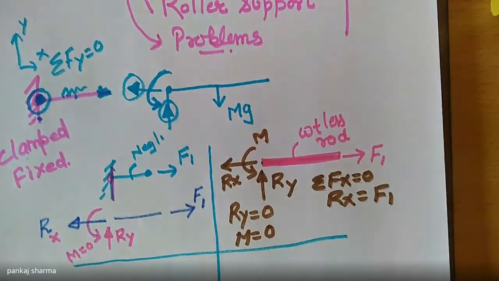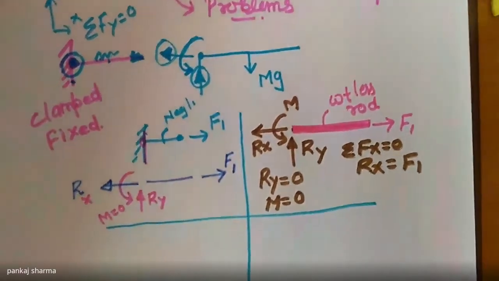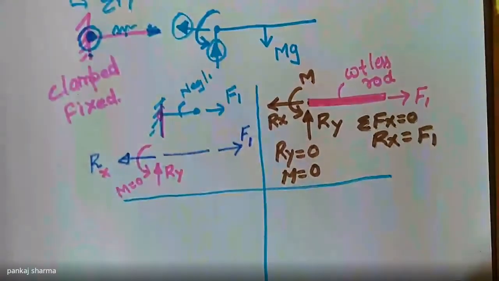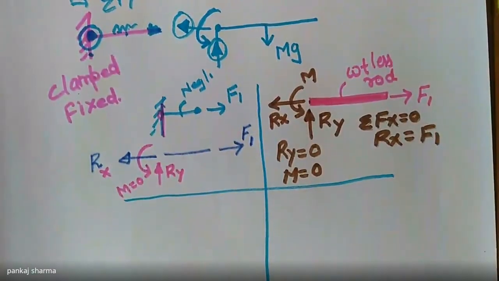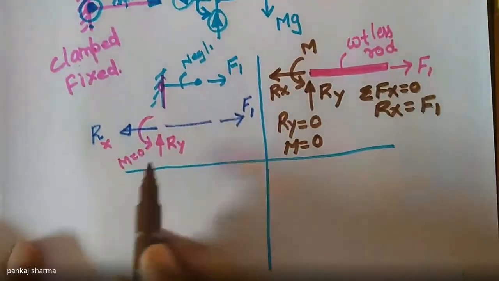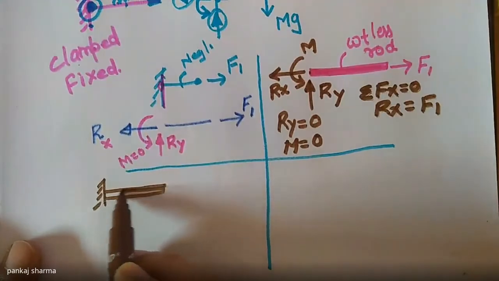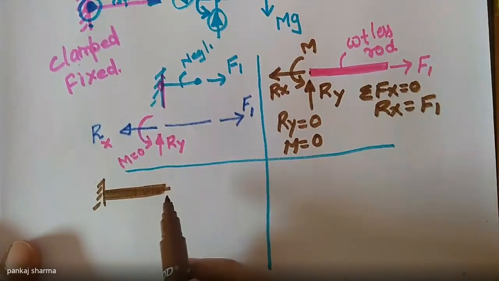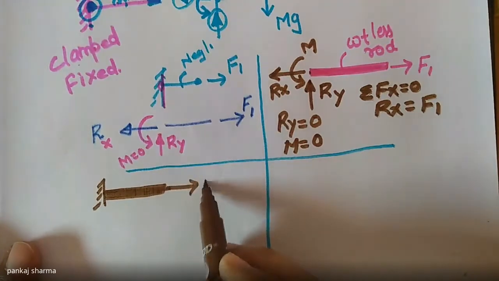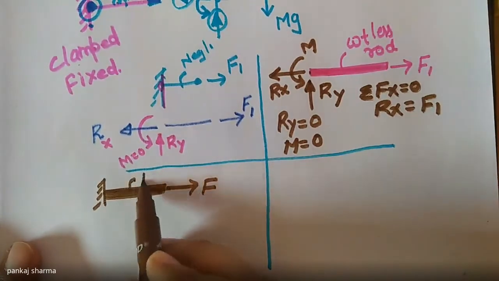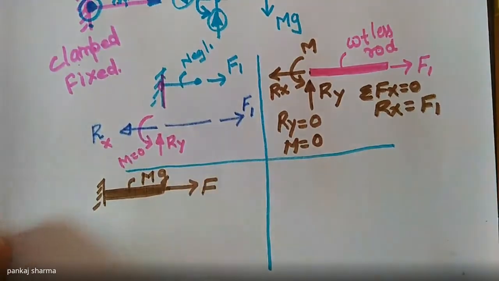I am taking this example, again in a somewhat more complex manner. It is a rod and it is pulled by force F. The weight of the beam is mg. The weight of this rod is mg. In this case, we want to evaluate the types of reactions at the joint, at the support.